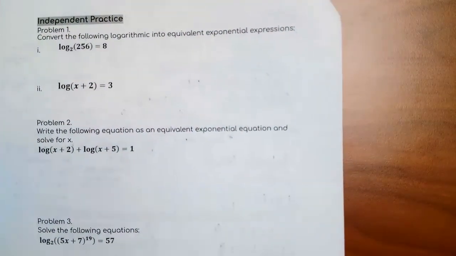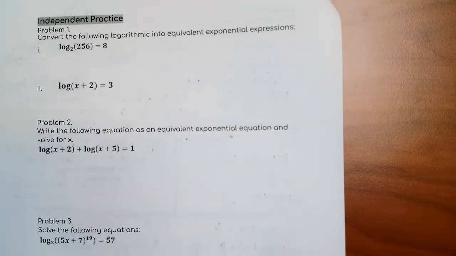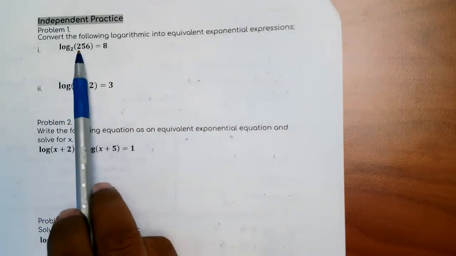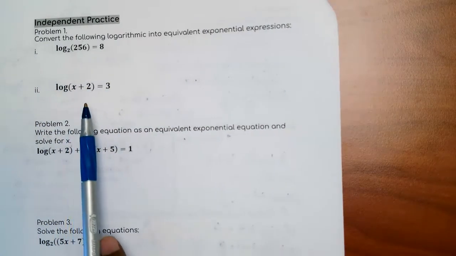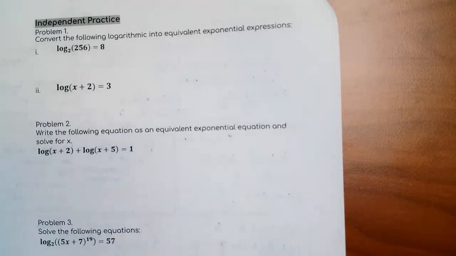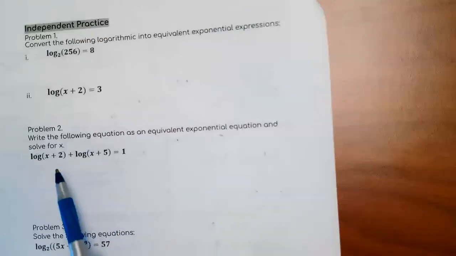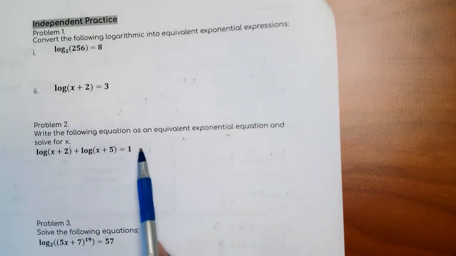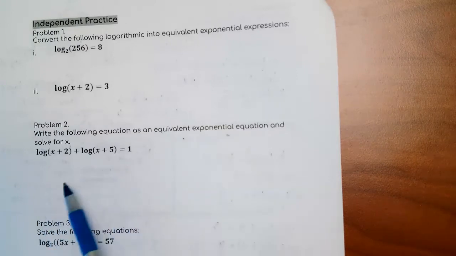These are the independent practice problems that you should be doing. So log base 2 of 256 equals 8. Log of x plus 2 equals 3. So you change logarithmic expressions to exponential expressions and then solve. In this case, you just combine the log terms here and then try to come up with another log term here and then get rid of log from both sides, so you can further solve it for x. And then once you get the value of x, if you have one or more values, you always need to confirm if it is a valid solution or if it is an extraneous solution.